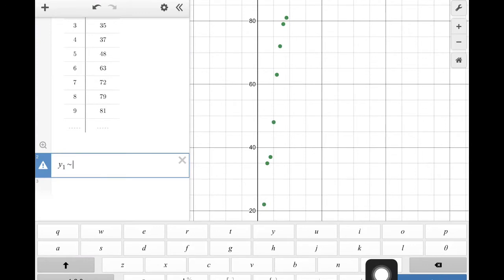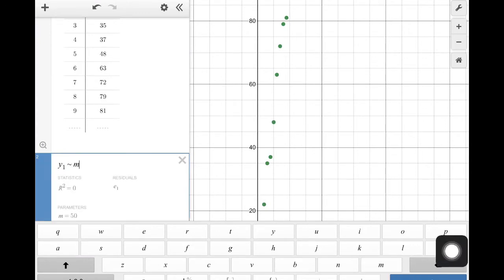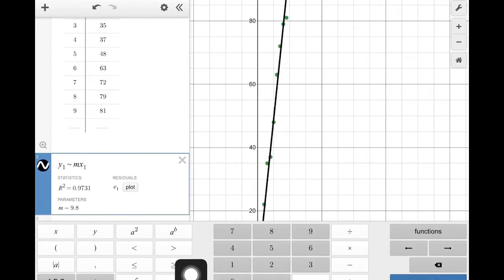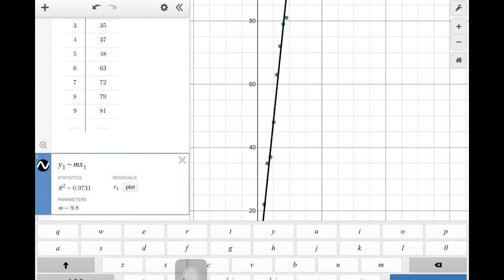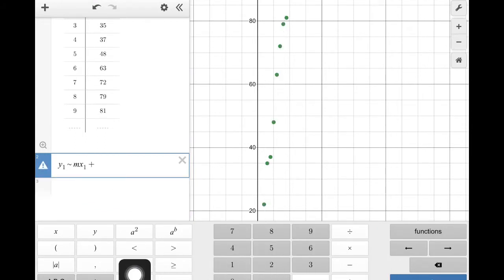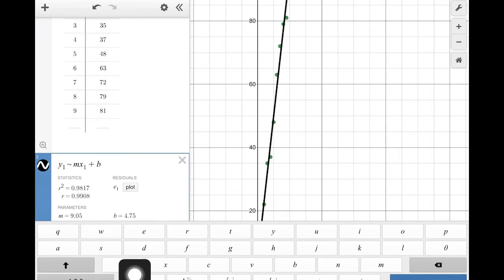So y1 squiggly m, and then we want x1 plus b. Don't forget the plus b. So plus, and then the letter b. If I were you, I would definitely write this down somewhere, maybe even on your study guide. That way you remember what it is that you have to type in the calculator.